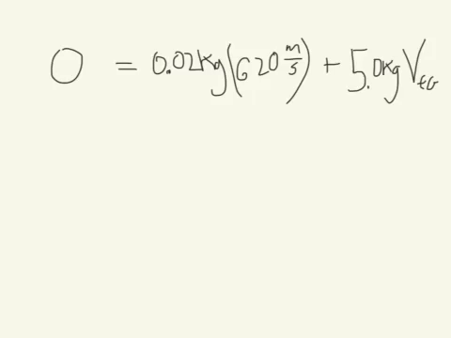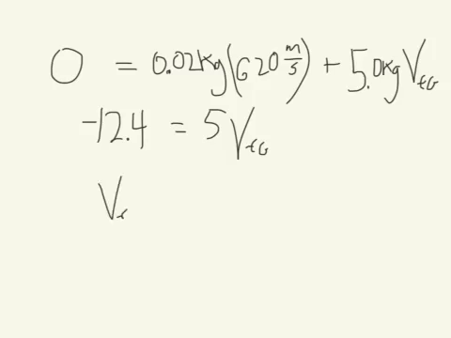And now we can just solve for the v, which is what we want to know. 0.02 times 620 is 12.4. And I'm going to subtract 12.4 from both sides to get negative 12.4 on the left, and leave 5v final on the right side. Then I'm going to divide both sides by 5 to solve for the final velocity of the gun, which is negative 2.48.